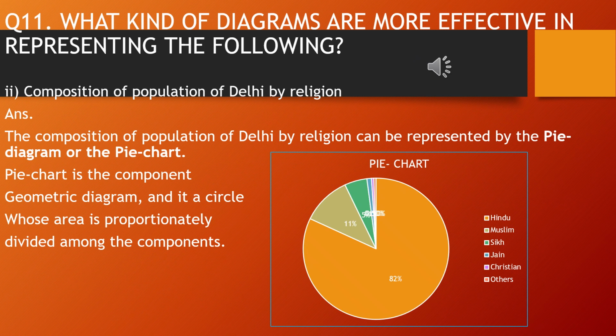Now we come to the second part of question number 11, which is composition of population of Delhi by religion. So the answer here will be: the composition of population of Delhi by religion can be represented by the pie diagram or the pie chart. What is a pie chart? It is a component of the geometric diagram and it is a circle whose area is proportionately divided among the components. So here in the pie chart, we see that the different religions are represented in the circle as per the area proportionately.